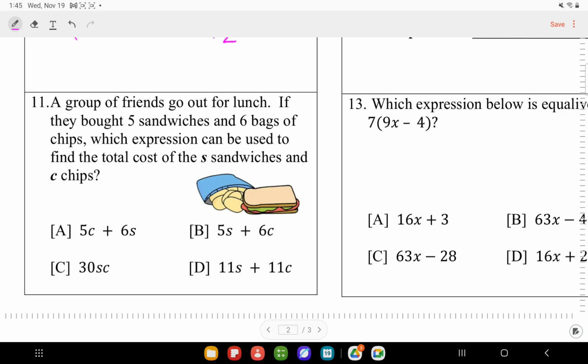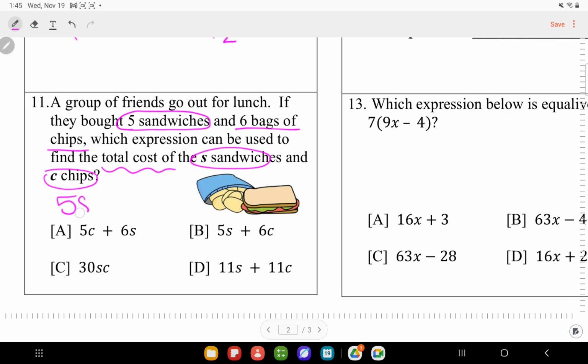All right. A group of friends go out for lunch. If they bought 5 sandwiches and 6 bags of chips, which expression can be used to find the total cost of the S sandwiches and C chips? So if the cost of the sandwiches is represented by S and the C is representing the cost of the chips, then we're just going to take the numbers with them.